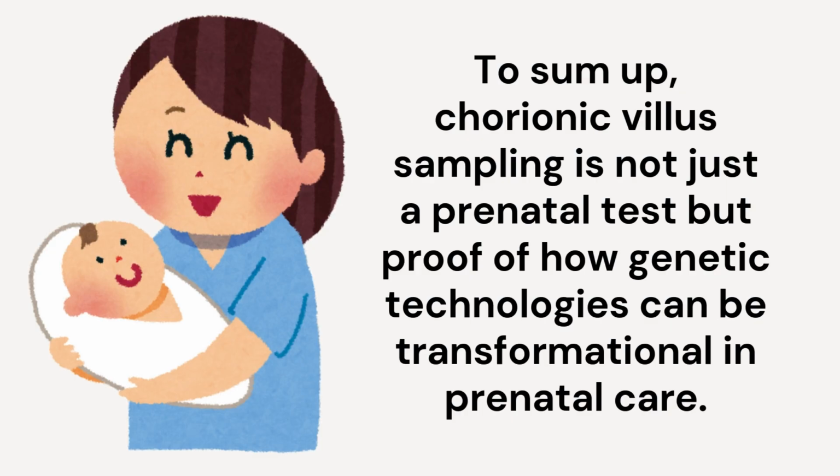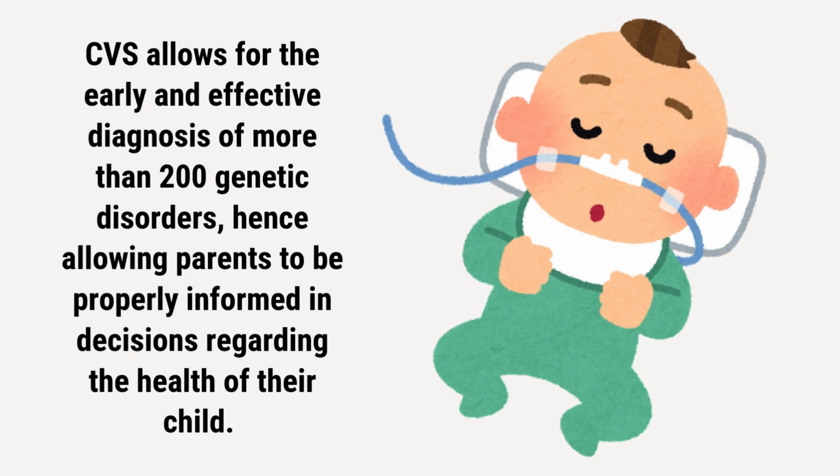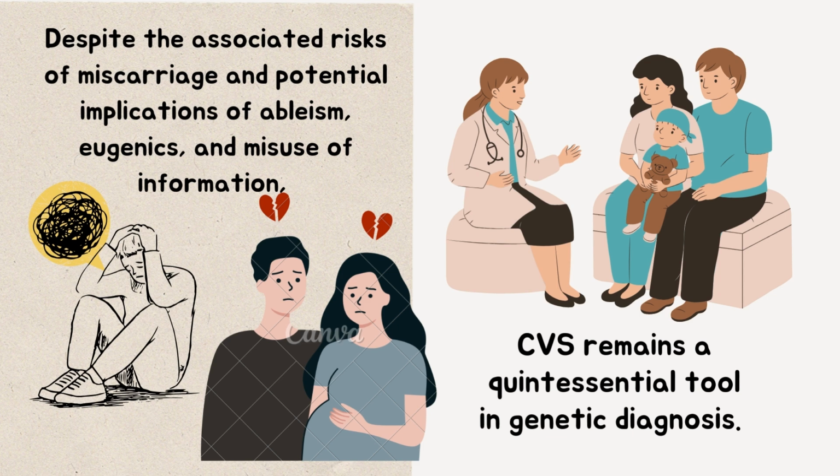To sum up, Chorionic Villi sampling is not just a prenatal test, but proof of how genetic technologies can be transformational in prenatal care. It allows for the early and effective diagnosis of more than 200 genetic disorders, hence allowing parents, especially those with a family history of genetic conditions, to be properly informed in decisions regarding the health of their child. Despite the associated risks of miscarriage and potential implications of ableism, eugenics, and misuse of information, CVS remains a quintessential tool in genetic diagnosis. As precision, more testing options, and non-invasive solutions increase and improve, the future for CVS becomes more and more promising.